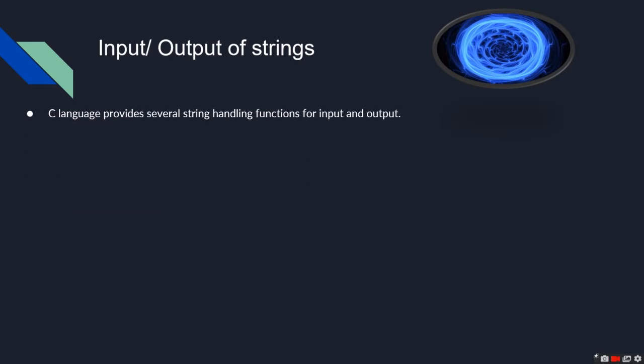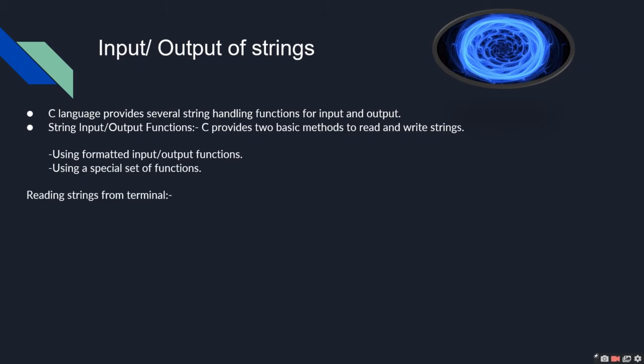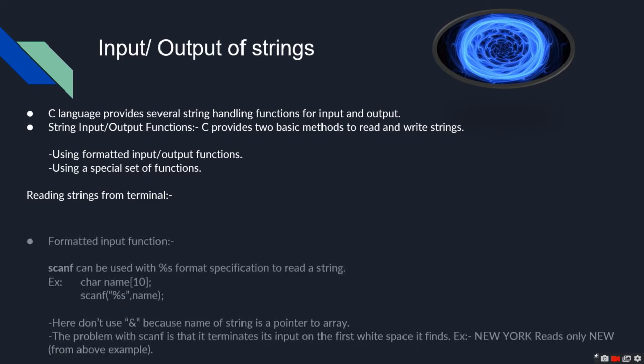Input output of strings. C language provides several string handling functions for input and output. String input output functions. C provides two basic methods to read and write strings using formatted input output functions and a special set of instructions. First we will learn about reading strings from the terminal.